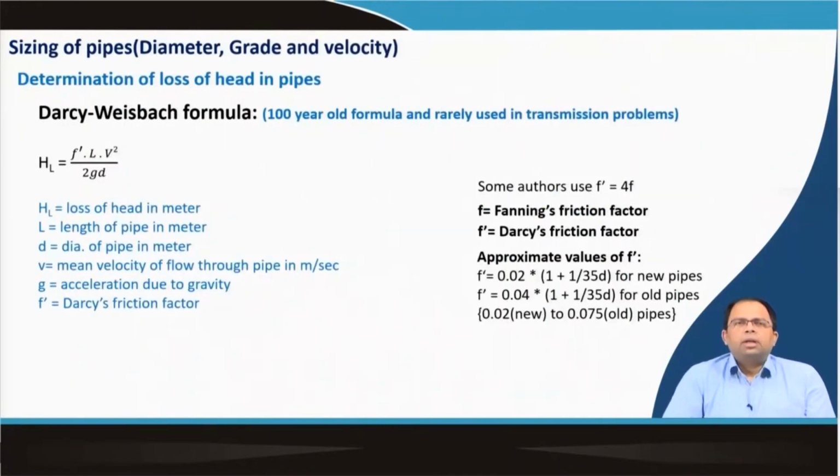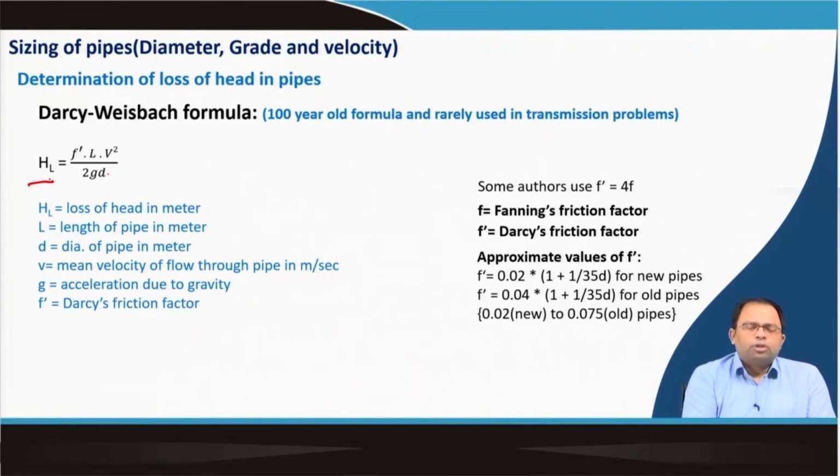So, the first formula that we will learn to determine loss of head in a pipe. This is the old 100-year-old formula, and we do not directly use it in transmission or this kind of pipe design problems, but with some more detailed calculations we can use it. But in this particular form that you are seeing in this slide, it is difficult to implement. I will explain that. So, HL is equal to, head loss is equal to F dash into L into V square by 2 G into D. Now, this could be solved.